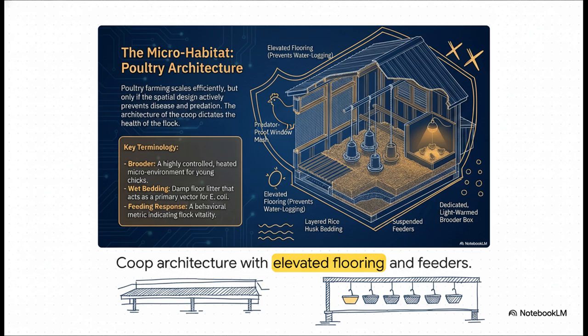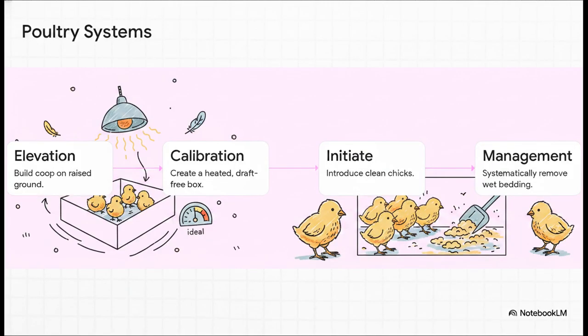Damp floor litter, or what's known as wet bedding, is a massive vector for E. coli. By architecting the space with suspended feeders and predator-proof window mesh, we're literally building a fortress against disease and predators. Now, looking at the operational blueprint, Step 2 is the absolute critical point: brooder calibration.